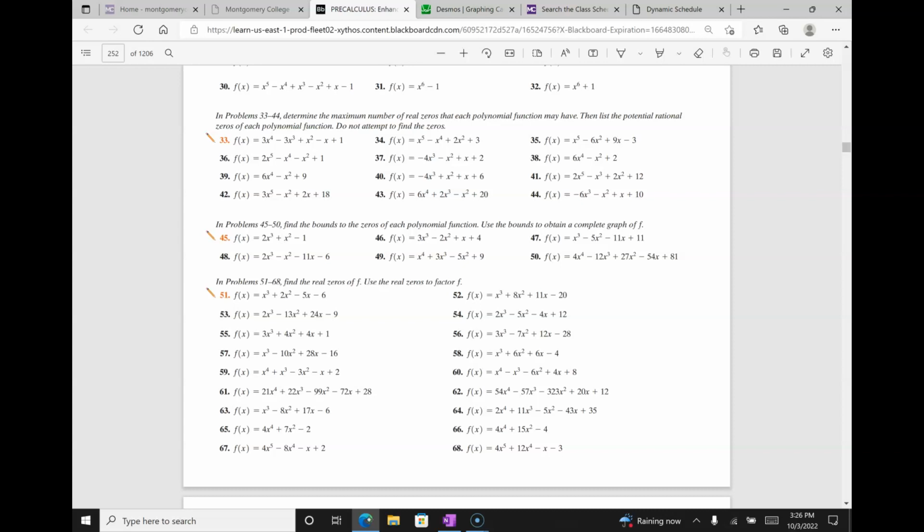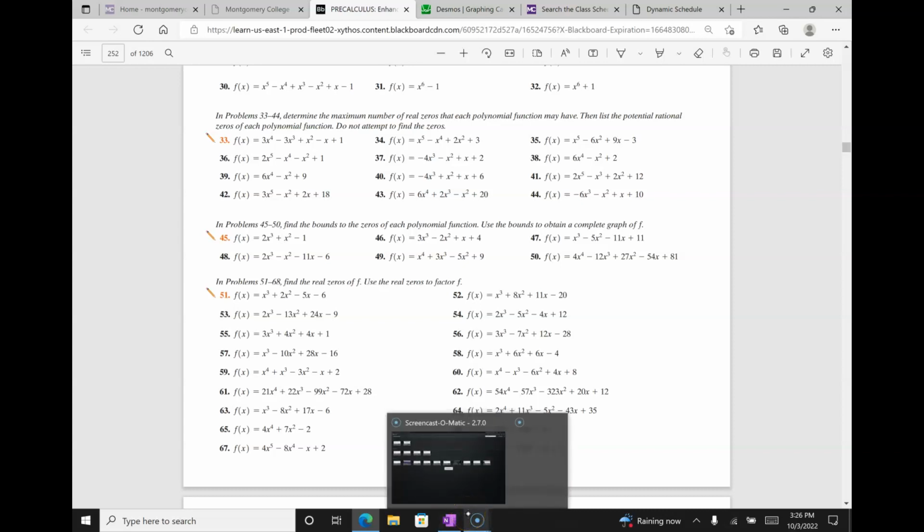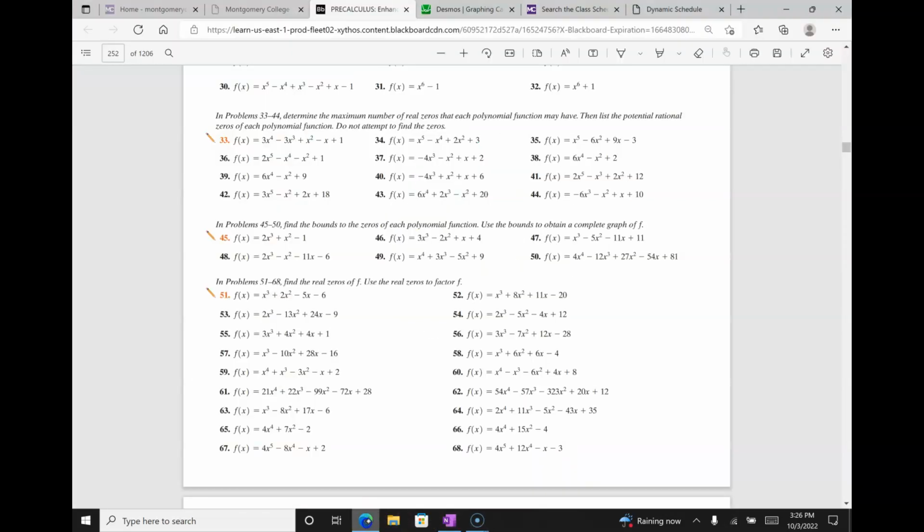So looking at number 51 here. This section's a little intense, okay? So I probably will work on it more on Wednesday, okay? So don't stress about it. Just practice. So I want to look at number 51, and it says, find the real zeros and factor. Okay, so this is a brand new thing. So we're saying we're going to factor a polynomial.